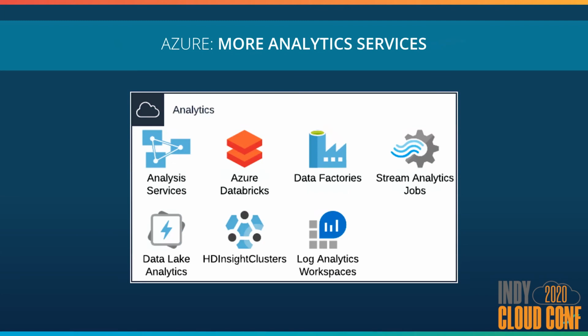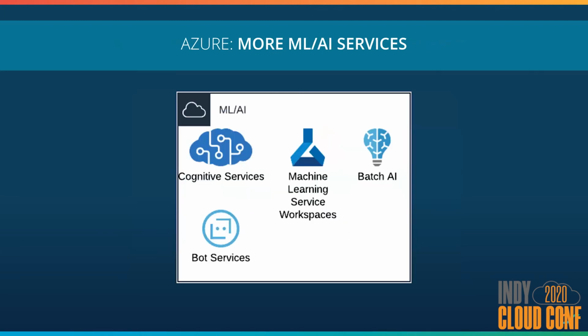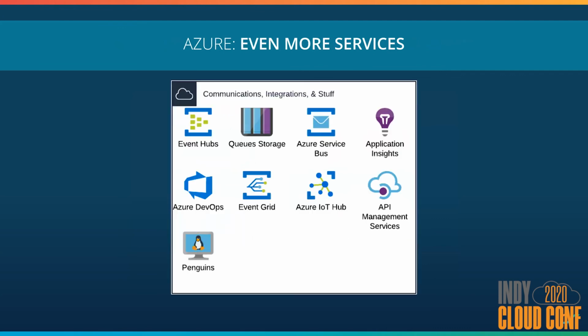Next, if you're really into analytics and big data, these are some services to look into. There are some machine learning and AI services out there. And then lastly, that's not the end. There's just so much more out there. The one thing from this slide I want to point out are the penguins. There are so many Linux deployments and Linux services in Azure. Do not underestimate how friendly it is to Linux developers, Linux users. It's not the Windows world that a lot of people expect.